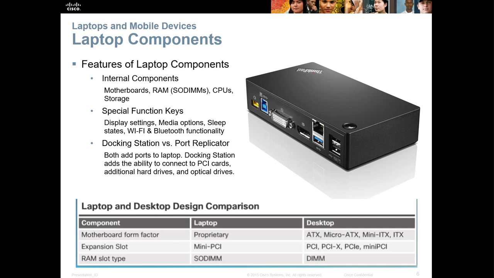We also have on our laptop our function keys. The purpose of a function key is to activate the second function on a dual purpose key. The feature that is accessed by pressing the function key in combination with another key is printed on the key in a smaller font or in a different color. Some of the options can be your display settings, volume, sleep state, and airplane mode.